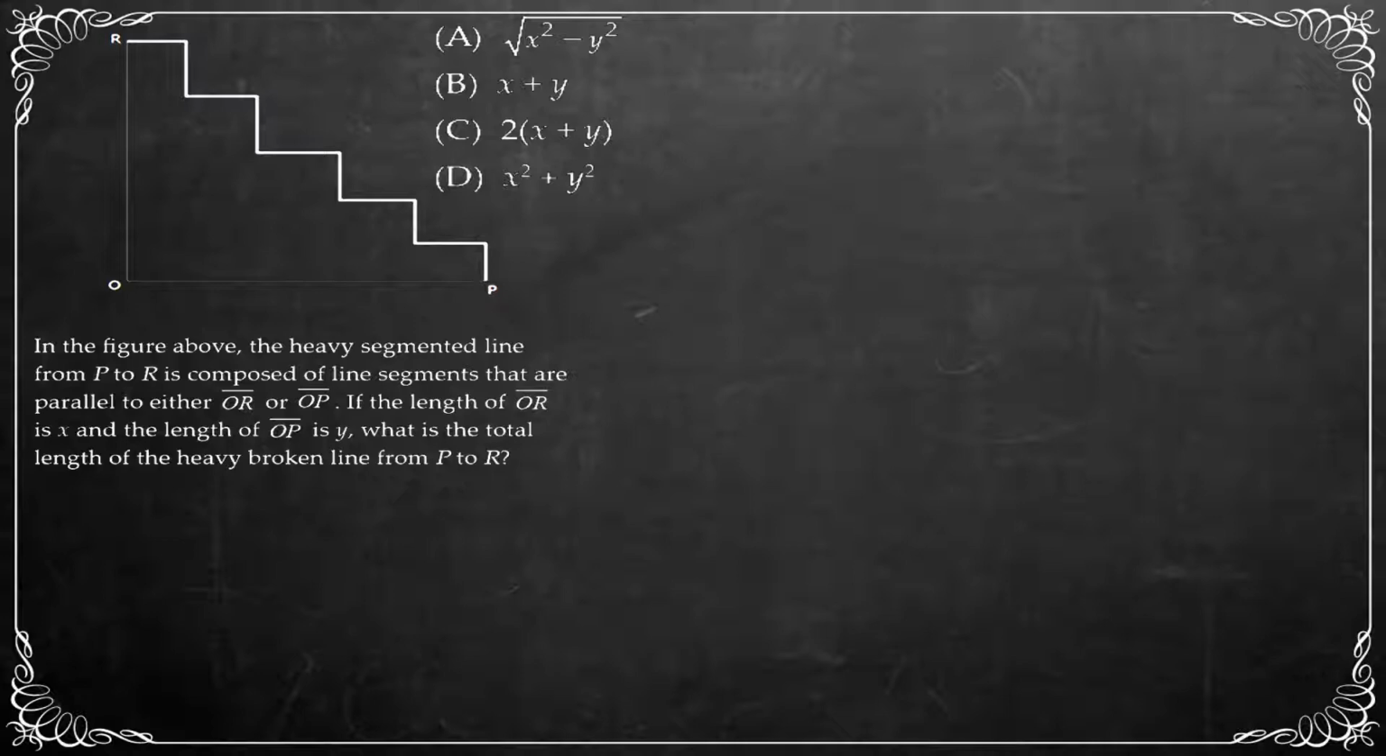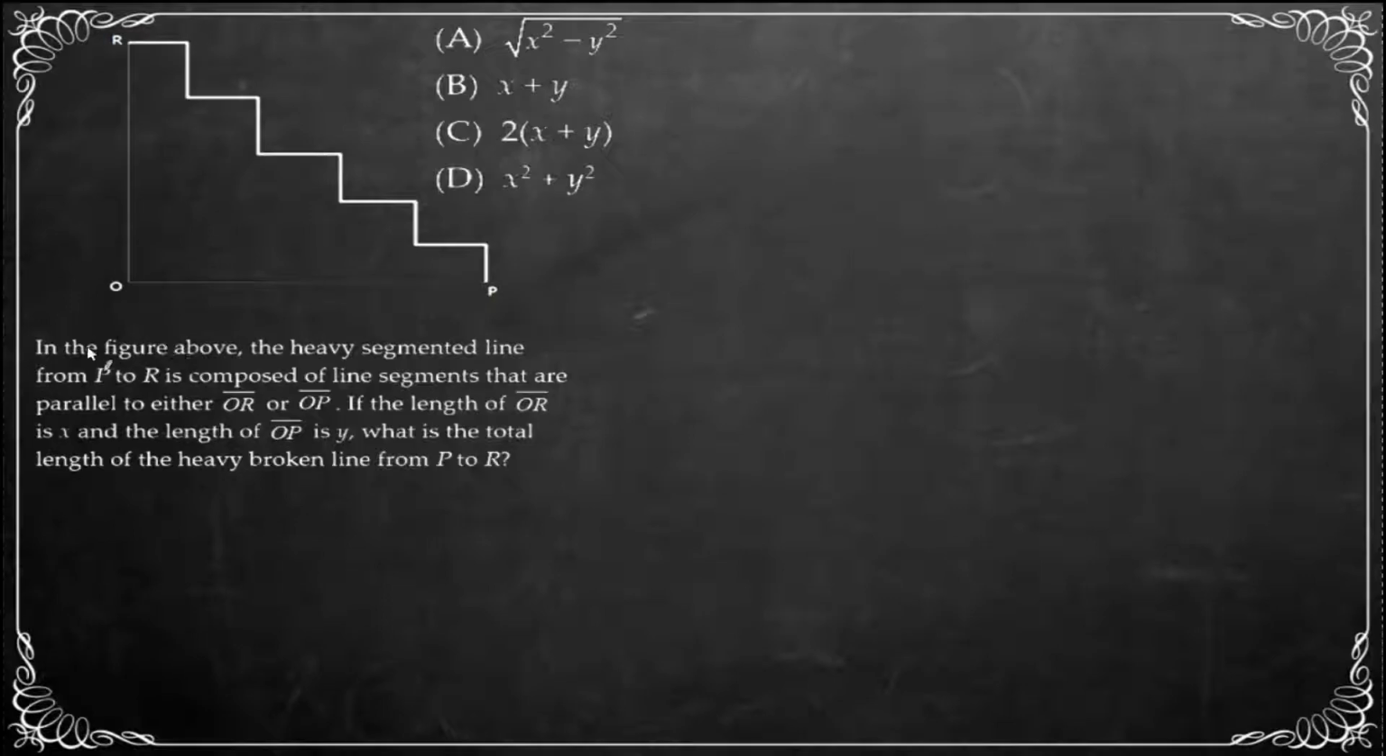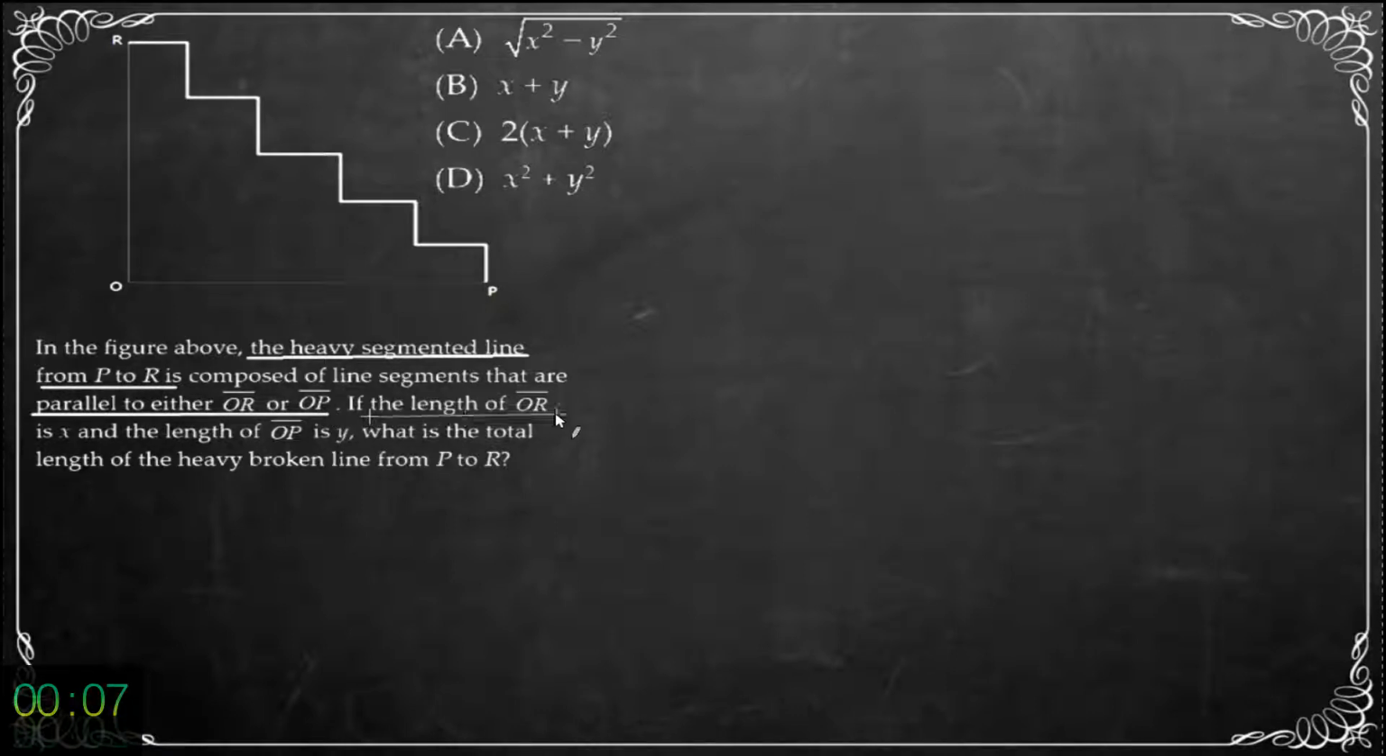In the figure above, the heavy segmented line from P to R is composed of line segments that are parallel to either OR or OP. If the length of OR is X and the length of OP is Y, what is the total length of the heavy broken line from P to R?